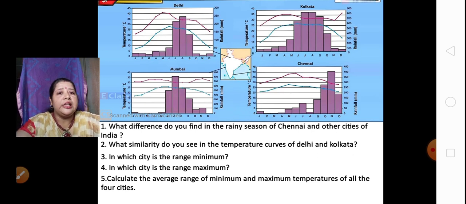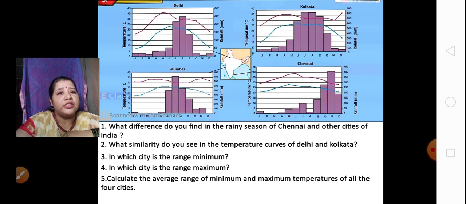Next question. Calculate the average range of minimum and maximum temperatures of all the 4 cities. Now let's find out the average range of these cities. Firstly, we'll talk about Delhi. The average range of minimum and maximum temperature in Delhi is 13 degrees Celsius. While in Kolkata, it is 11 degrees Celsius. Calculate the minimum and maximum and you'll come to know that it is 11 degrees Celsius.